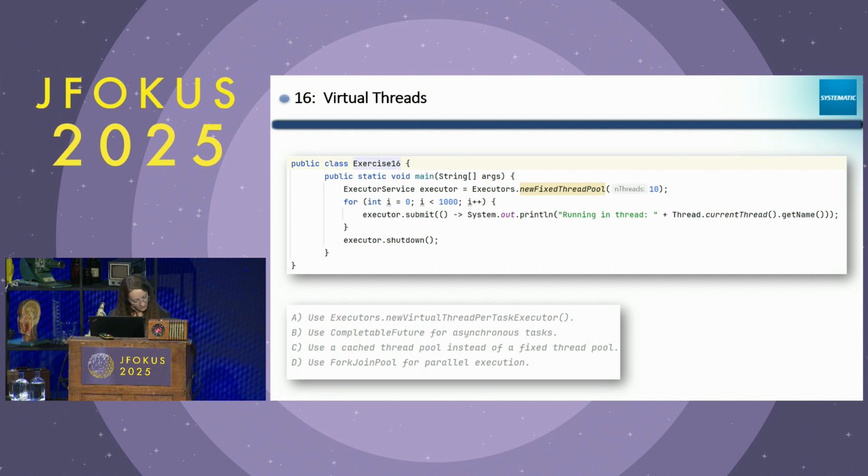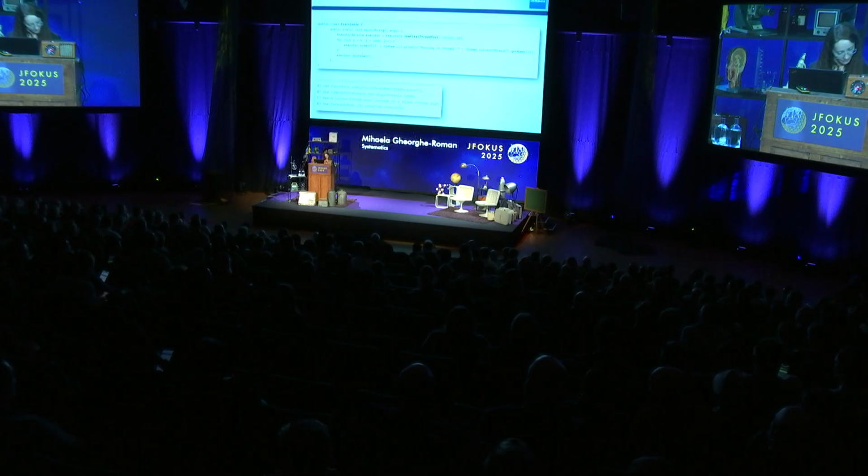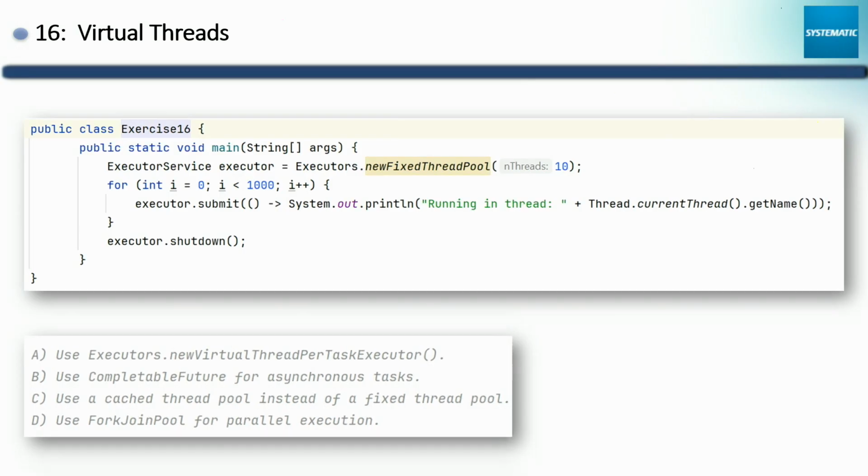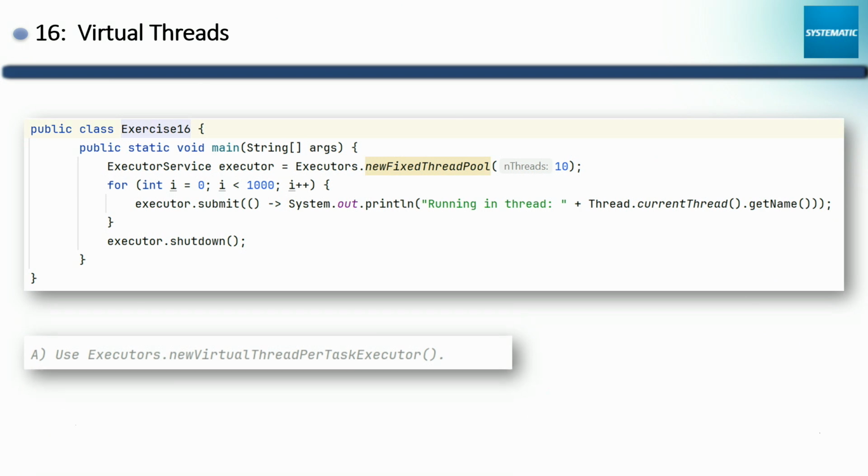Okay, most of you selected A. D is in 2nd place, and B and C only have a few votes. Let's see what the correct answer was. The correct answer was indeed the one that almost all of you selected. Well done. It's to use the new virtual thread per task executor method.